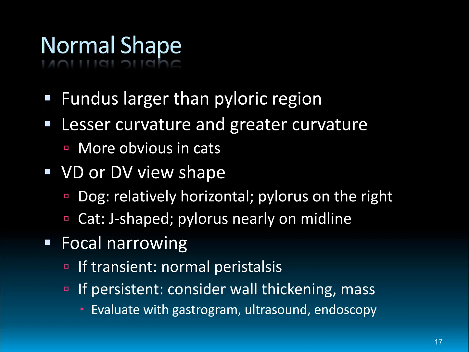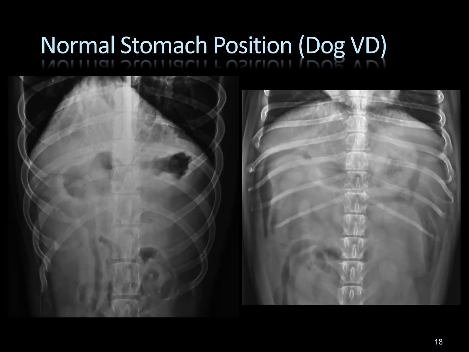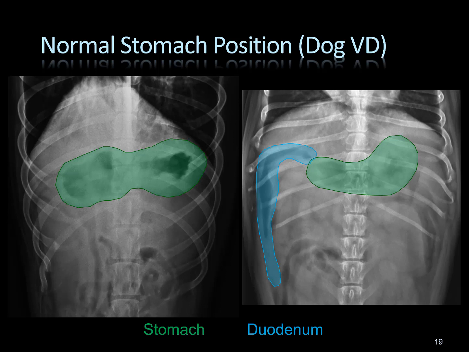Usually don't see those as much in the stomach as in the small intestine, but other thickenings or misshapen areas, if they persist, can raise concern for a mass. So here's what the stomach is supposed to look like on a dog. Got variable amounts of gas in the stomach, so not too distended. Here you can see it's relatively horizontally positioned in these two dogs. In this one you can even see the duodenum coming out of it, so just the right amount of gas. So this is a typical appearance for the stomach on a VD or a DV view in the dog.